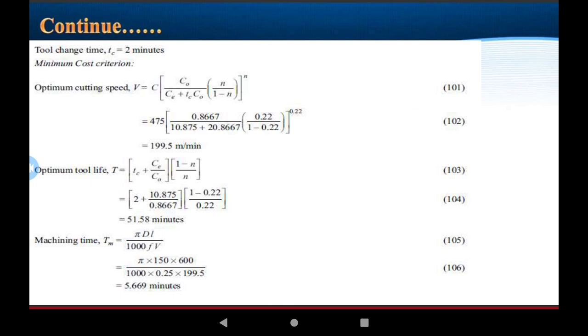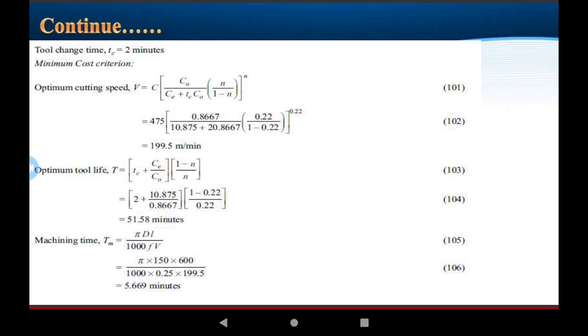Putting in the values, we calculate the optimum tool life as 51.58 minutes. The tool life of this value is 51.58 minutes. Next, find out the value of machining time.